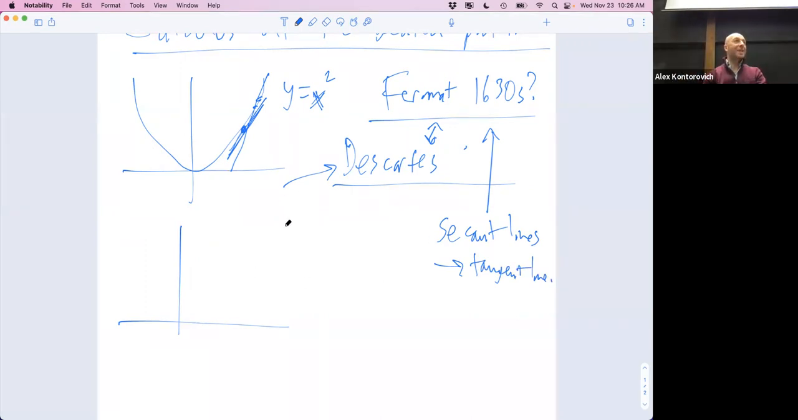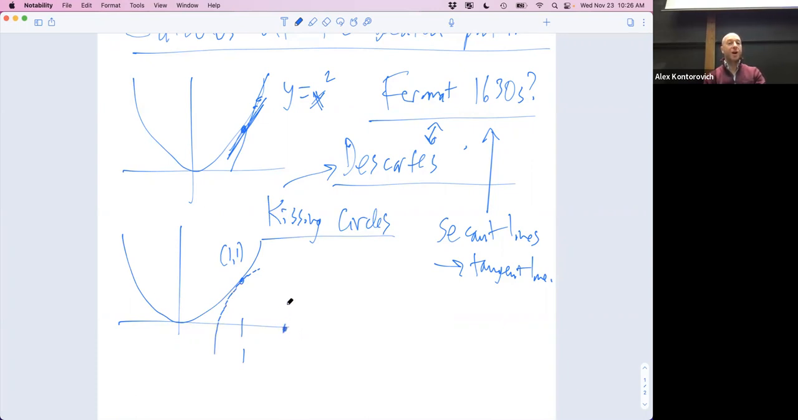Descartes is thinking about kissing circles. Kissing meaning tangent, like just touching circles. So this is a very wild idea, and it's kind of fun. So let's say we're at this point 1, 1. What Descartes says is, if I know some magical circle that's centered on the x-axis.